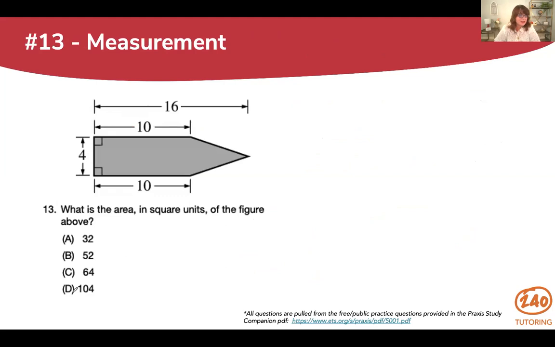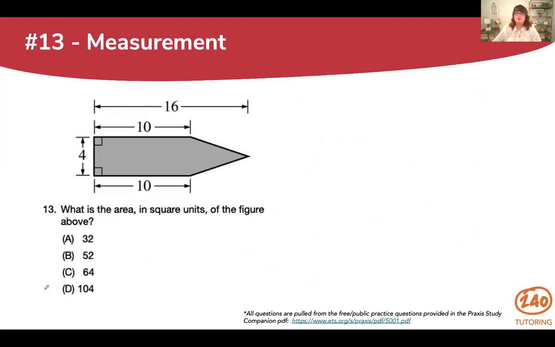Number 13 is measurement. So we're looking at this one. It says, what is the area in square units of the figure above? Now, area is going to be measuring the inside. Now, we know some basic area formulas, but in this case, this is an irregular figure. So we're going to have to decompose it or deconstruct it to actually find the area.